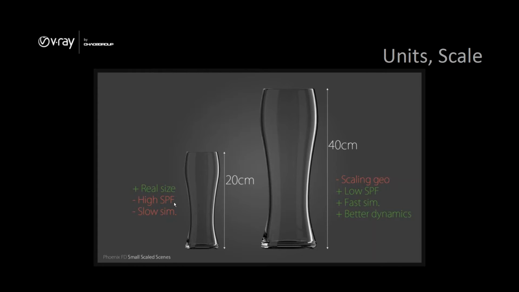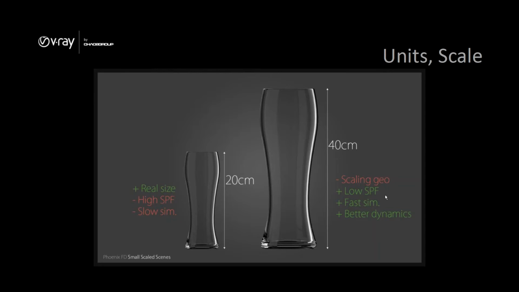So instead of battling with this size and the higher steps per frame and so on, I just increased the size of the glass. I made it twice as big, and the only downside to this method is that you have to scale your geometry. But as a positive thing, you will be able to simulate with lower steps per frame. Again, as a result, you have a faster simulation, and of course, you also have better dynamics.